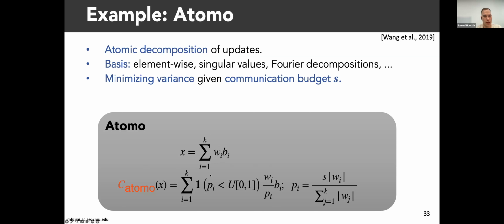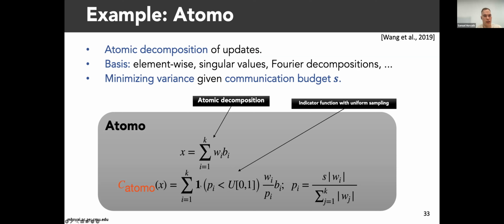So with probability pi, which is defined here, we sample each basis element, and if we pick it, this indicator function right here is realized as 1. Here U01 is just a uniform distribution from 0 to 1. So with this probability pi, this is 1, otherwise it's 0. If it is 1, then we communicate that element and we rescale it so that we stay unbiased.